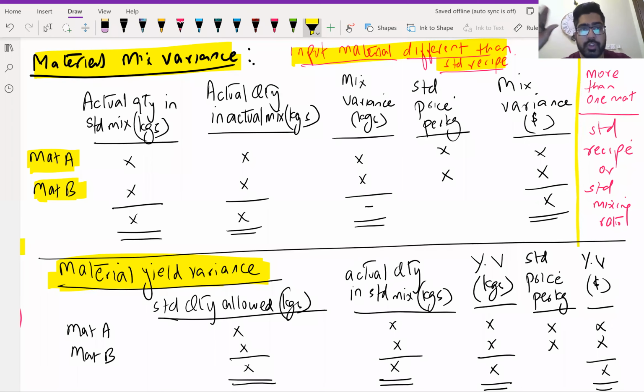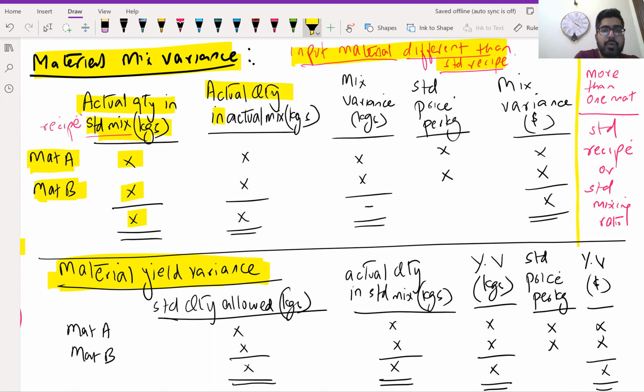So let's suppose you have a product having two materials, you make two rows. What is the format? It's not lengthy. Only two columns need to be learned, rest are very easy. The first column is called actual quantity in standard mix. Write the actual quantity in standard mix. Standard mix means recipe. Actual quantity in standard mix means write the recipe.